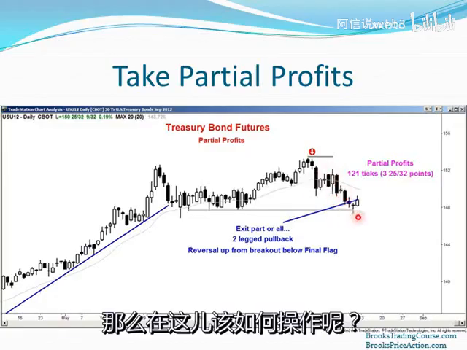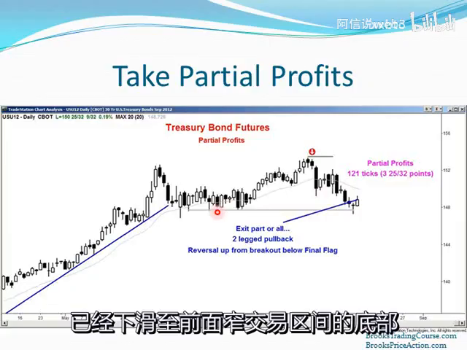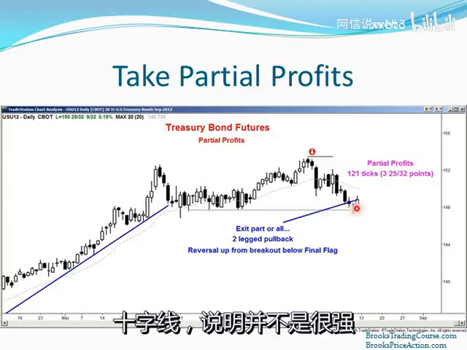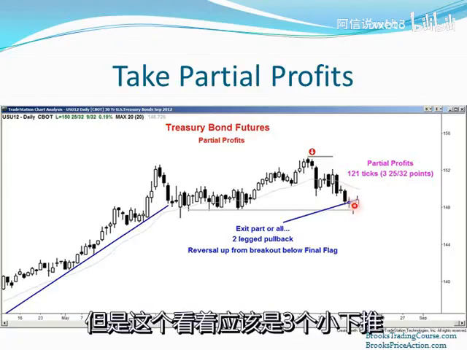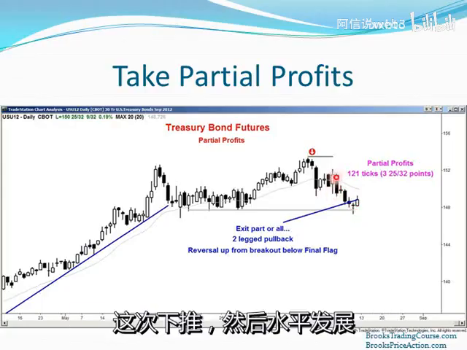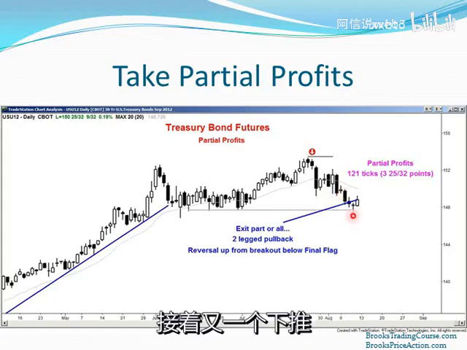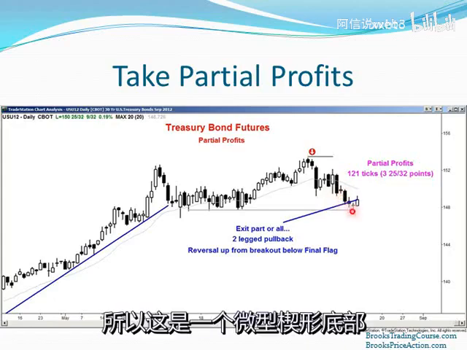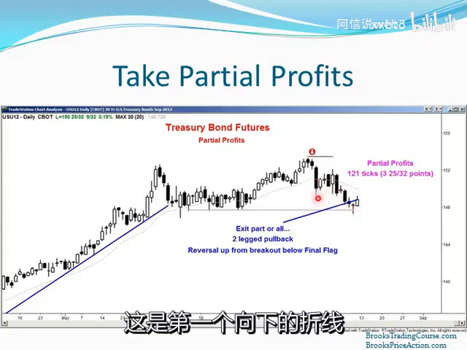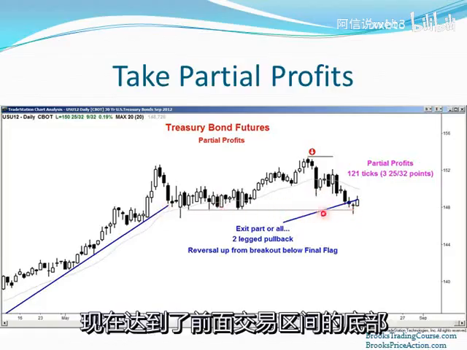Okay, so what do you do down here? We're back down to the low of the tight trading range, and now we have a reversal bar, a doji body, not strong, but this is pretty much 3 little pushes down. We went down here and then up on this bull bar, and then down again, and then sideways, and down again. So there's a small wedge bottom here, a large high 2 buy, one leg down here on this big bear bar, another leg down, and we're at the bottom of a trading range.